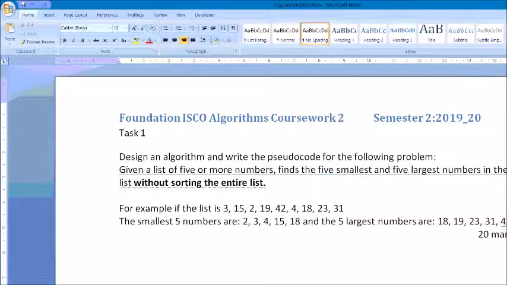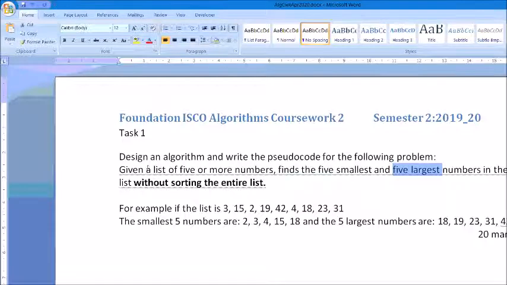So this small video is to give you some help with task 1 of the algorithms coursework. And in task 1 you have a list of 5 or more numbers, probably quite a large list of numbers, and you have to find an algorithm that locates the 5 smallest and the 5 largest numbers in the list, but you're not allowed to sort the whole list.